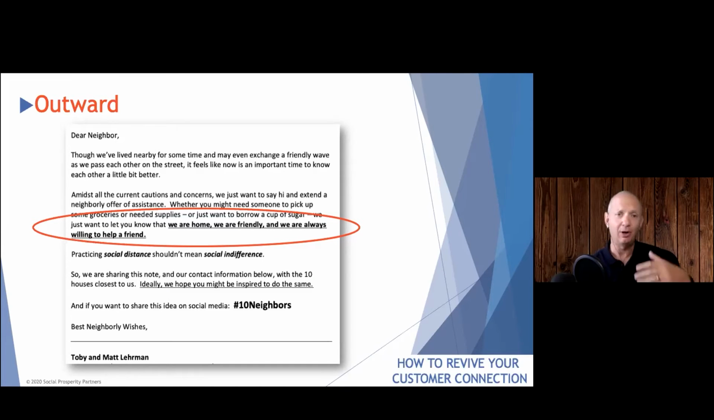It had our name, our email address, our cell phone numbers, everything that you need to contact us, with this sentence in particular. It said, we're home, we're friendly, we're always willing to help. Now, not all of our neighbors responded to it, but many did, and they were grateful to know us. But of course, we also put it on social media. That's what we did. Hashtag 10 neighbors.